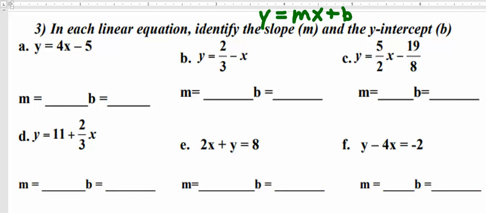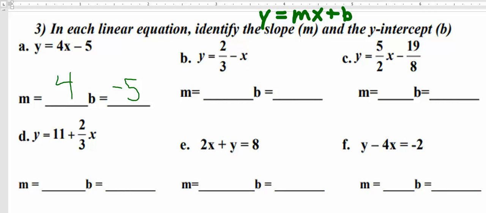And we're going to do A and B here just to make sure that we have the right idea. Now on A, all we've got to remember is that the m coefficient is always with x and that the b constant is the number that's just by itself. So the slope here is what's with the x? 4. That's the m. And then the constant term 5, but realize that that is a negative 5. So m equals 4, b equals negative 5.